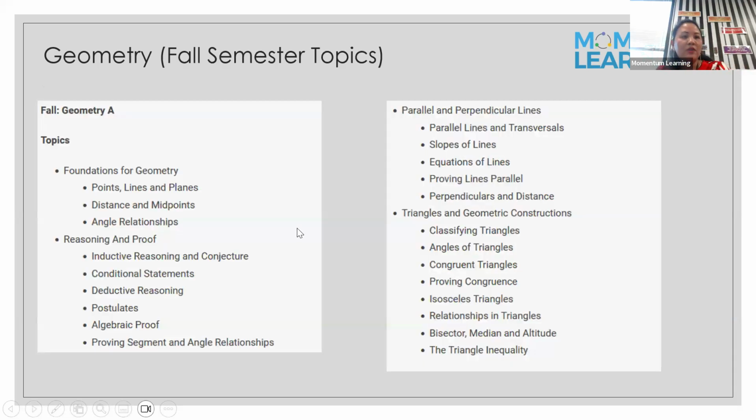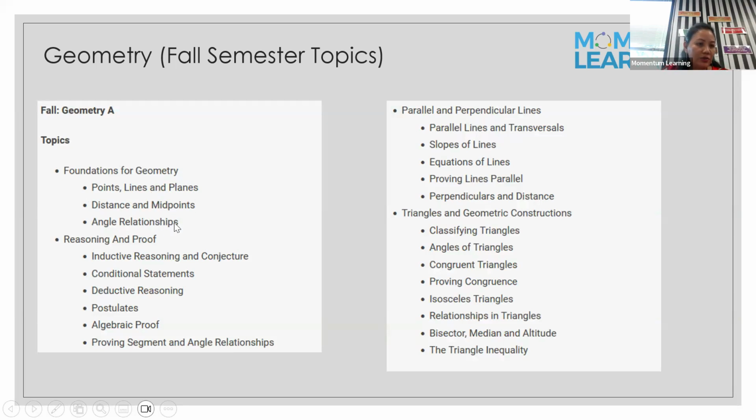This is the list for Geometry A. So if you take me for Geometry A during the fall semester, these are the topics we will be covering. We're going to start out with the foundation of geometry, which is basically dealing with 2 and 3 dimensional figures, point, line, and plane. We're going to be focusing on angle relationships. We're also going to be focusing on distance and midpoint, basically anything related to the foundation of geometry.